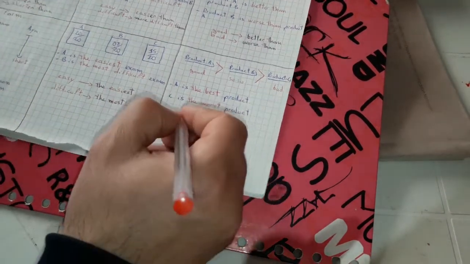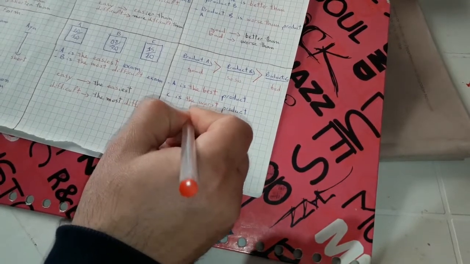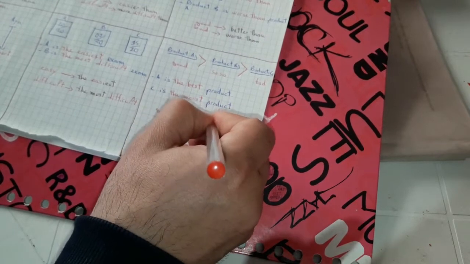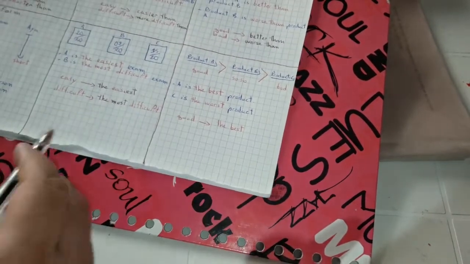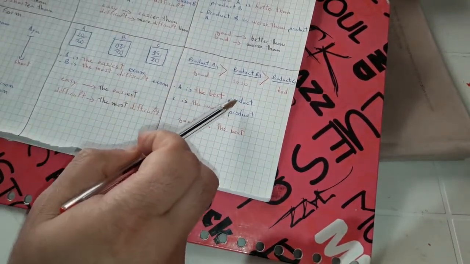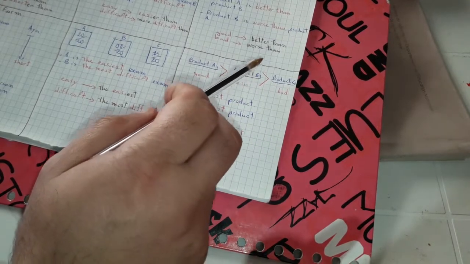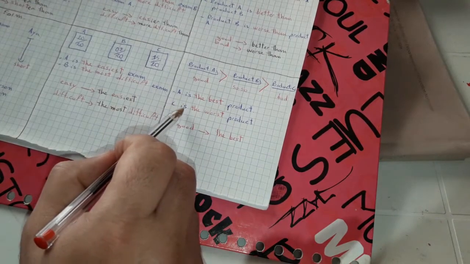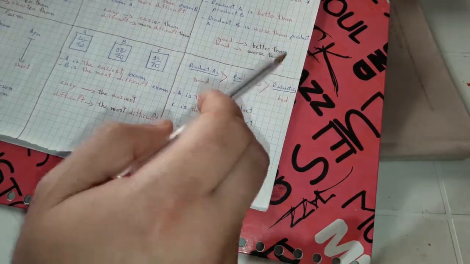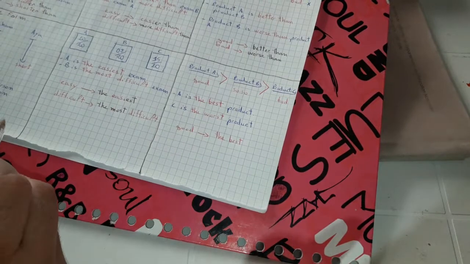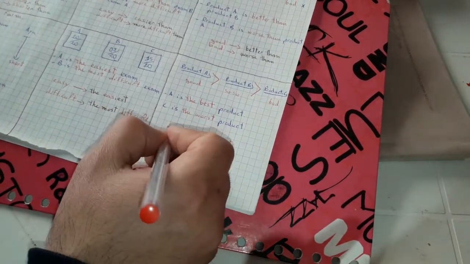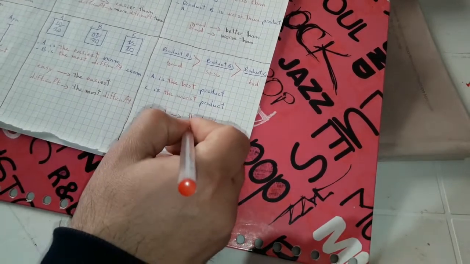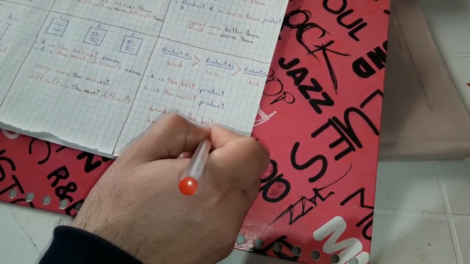So when I have the adjective good, it becomes the best. So A is the best product in comparison to product B and product C. C is the worst product in comparison to B and A. So when I have bad, it becomes the worst.